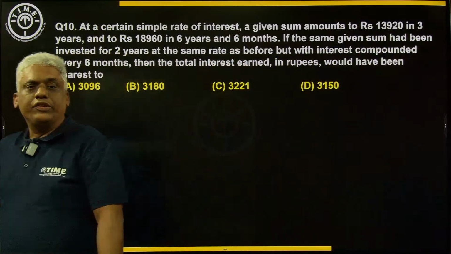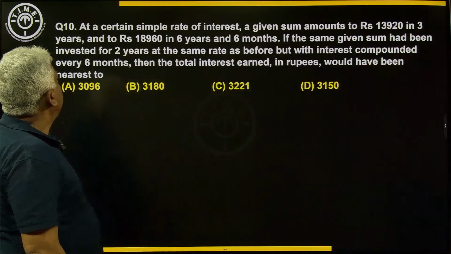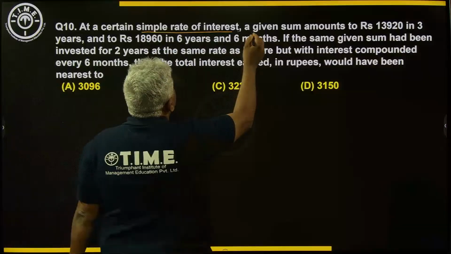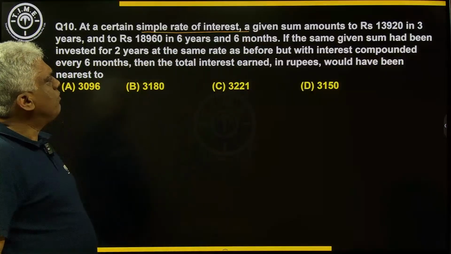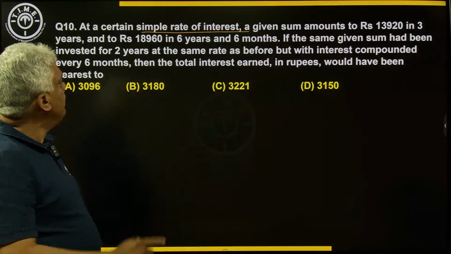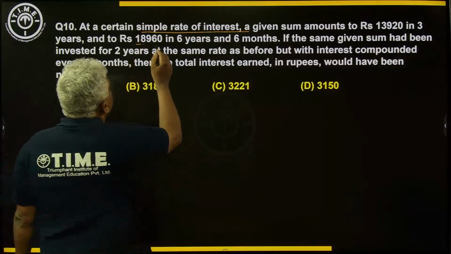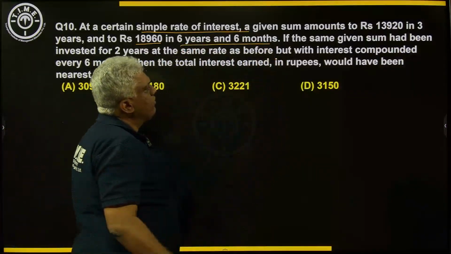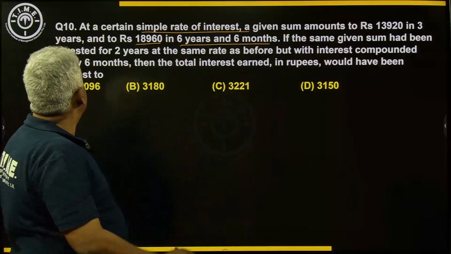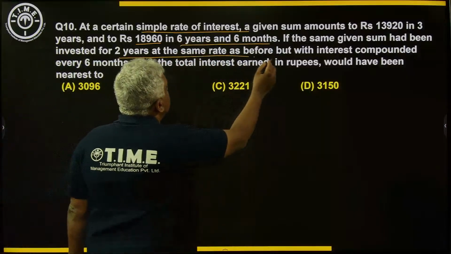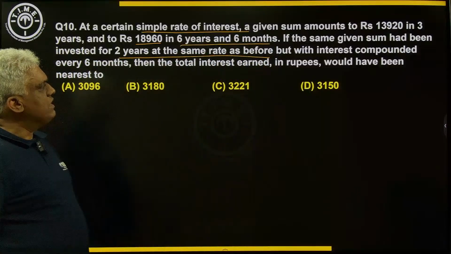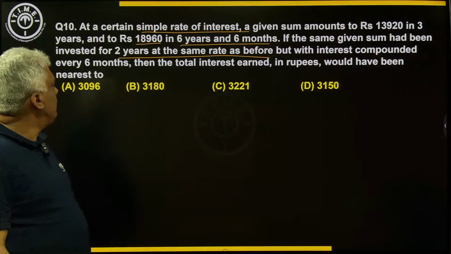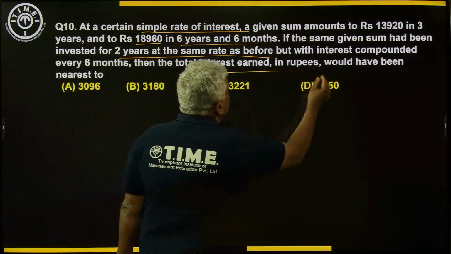Okay, let's see this question. At a certain rate of simple interest, a given sum amounts to 13,920 in 3 years and 18,960 in 6 years and 6 months. If the given sum had been invested for 2 years at the same rate as before, but with the interest compounding every 6 months, then the total interest earned in rupees would be?